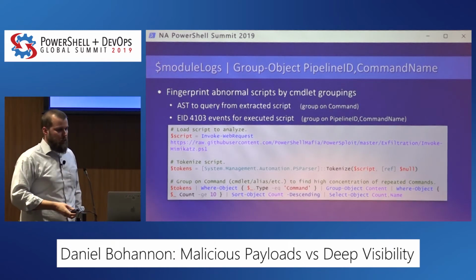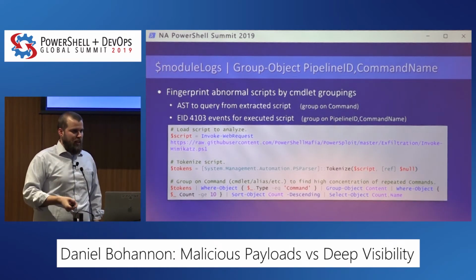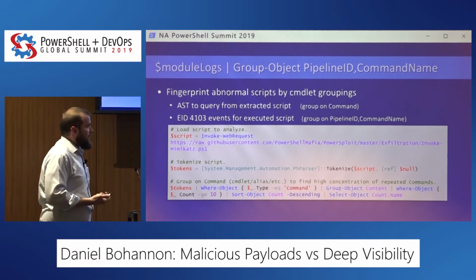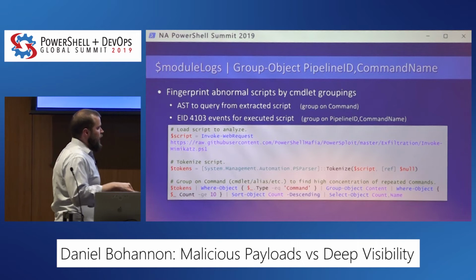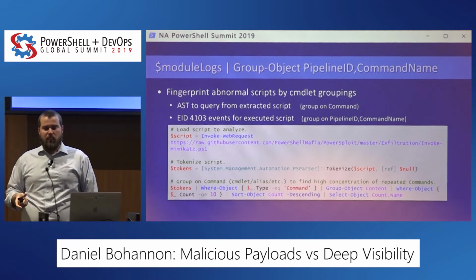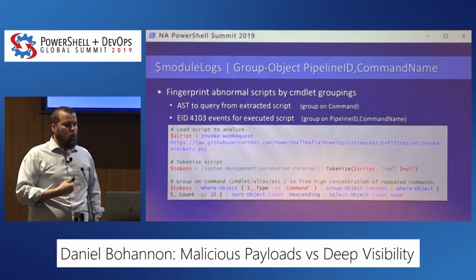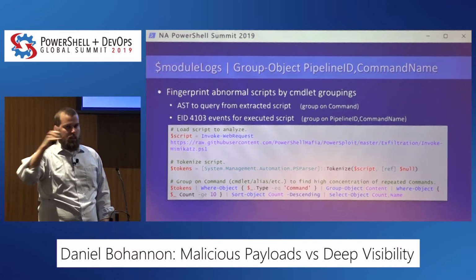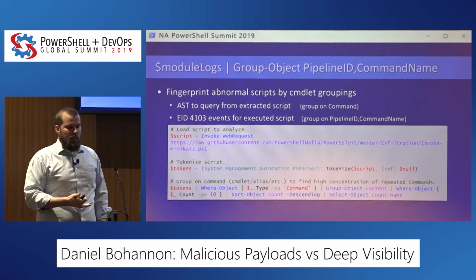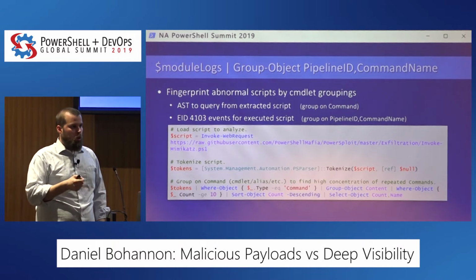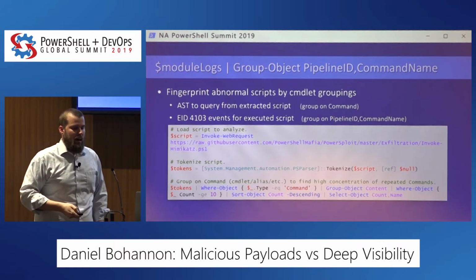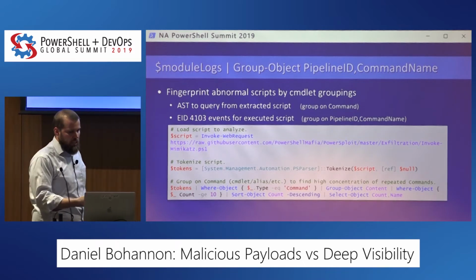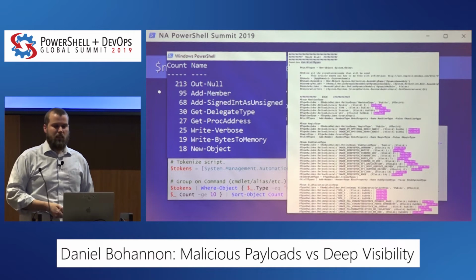Another thing that we can do is fingerprinting abnormal scripts by commandlet grouping. Now, I've not seen anyone talk about this before, and it's actually kind of a fun mental exercise. But basically, if we have extracted scripts, we can use the abstract syntax tree to pull all the commandlets and group, or if something has been executed, then we can pull the module logs either in EID 800 or EID 4103 and group on the pipeline ID and command name to say per script, what kind of commandlets do you have? So for example, if we pull down Invoke-Mimikatz from GitHub, and then we tokenize it, and then we group on commands, we get something like this.